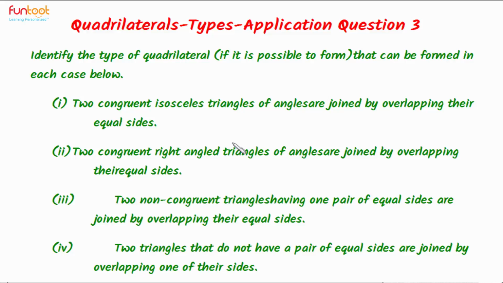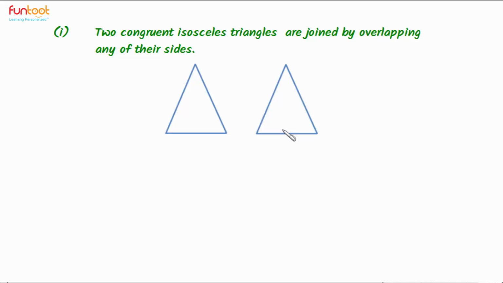Let's do a problem. Here we have to identify the type of quadrilateral formed in each case. Let's take each case one by one. So the first part is two congruent triangles are joined by overlapping any of their sides. So these are two congruent isosceles triangles and we will join them by overlapping any of their sides.